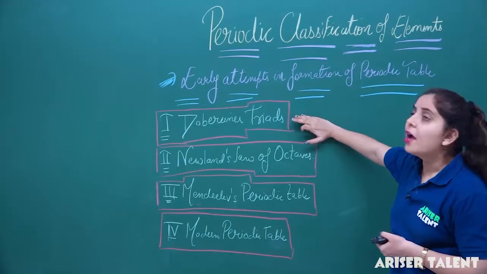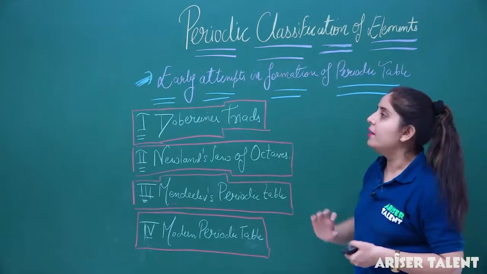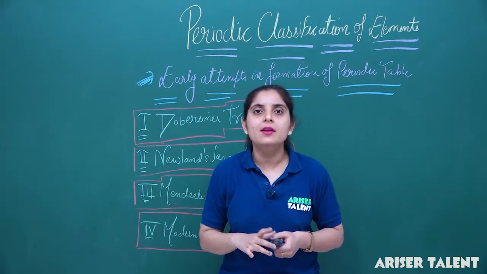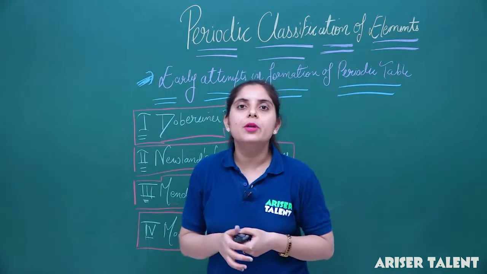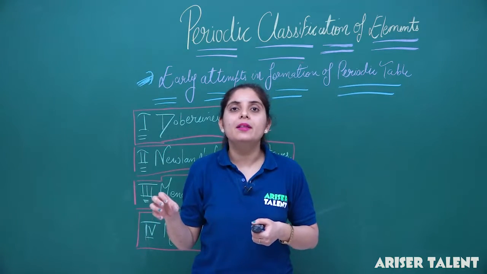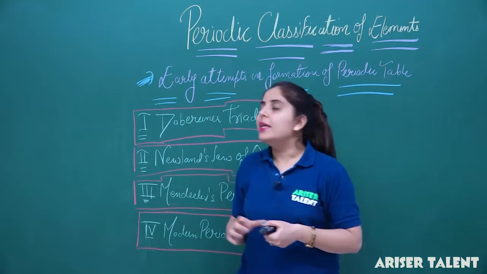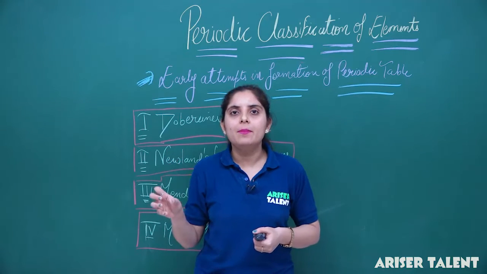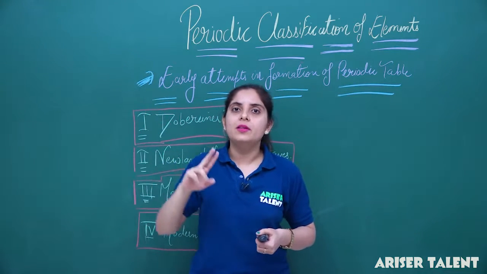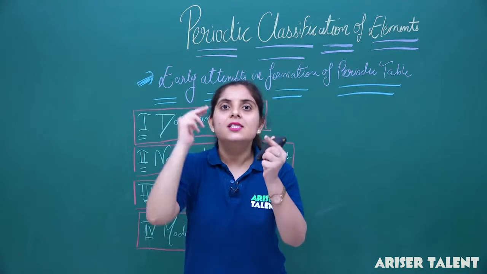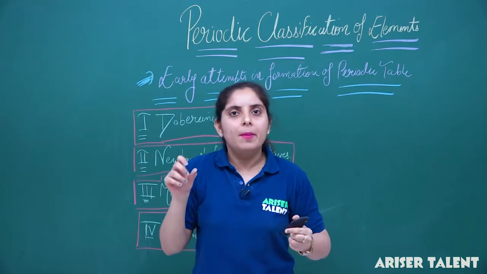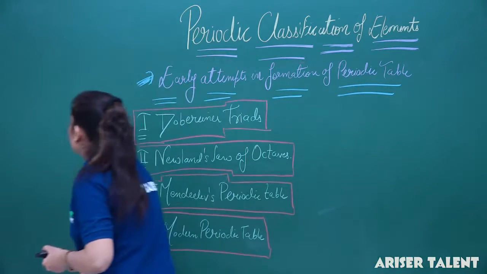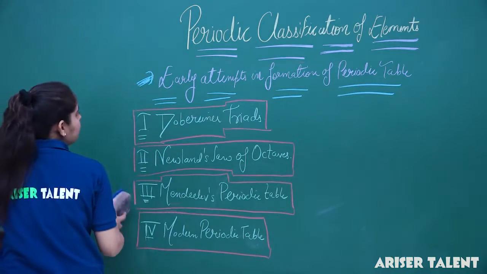In this category we have our first, Dobereiner's triads. In 1817, J.W. Dobereiner tried to arrange the elements in the form of triads. He considered that the middle element will be the arithmetic mean of the other 2 elements. Arithmetic mean means the sum of atomic masses divided by 2. So let's discuss now how Dobereiner worked this out.